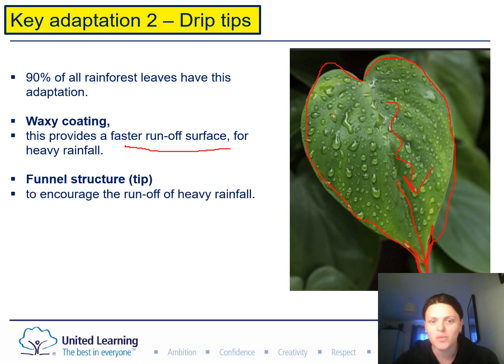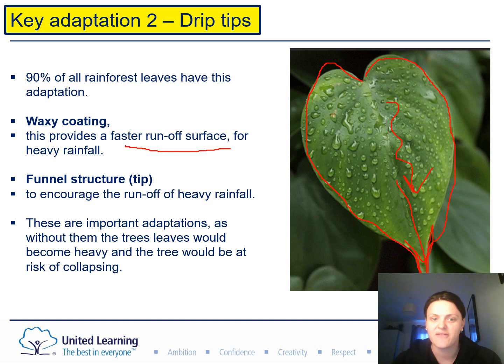So it funnels the water off of the leaf, and it prevents it from being damaged, because in heavy rain the water can go on top of leaves and actually damage the leaves. So these are important adaptations, as without them the tree leaves would become heavy and the tree would be at risk of collapsing. So that's what's happened here. The leaves have adapted to cope with all the rain.